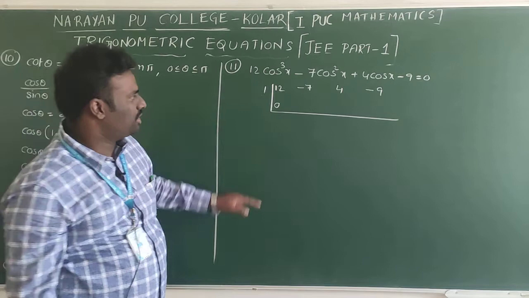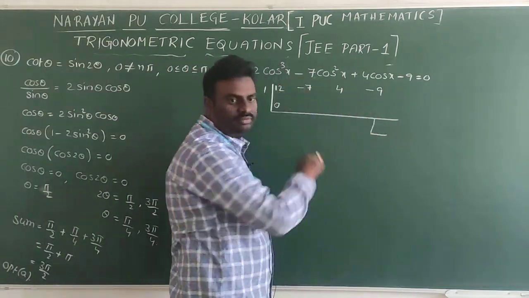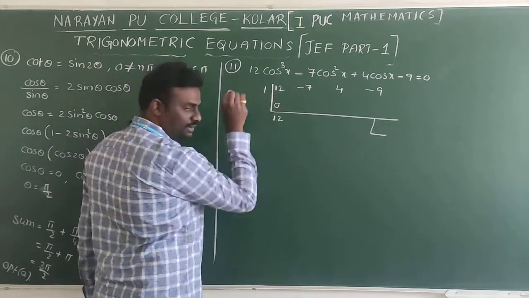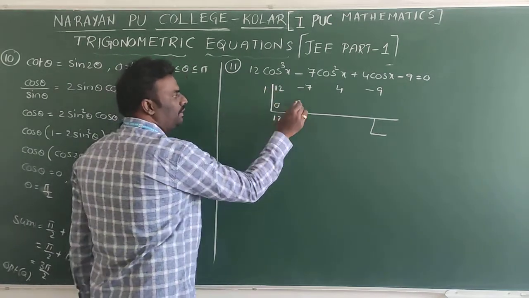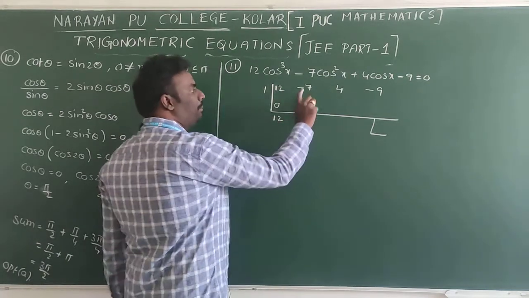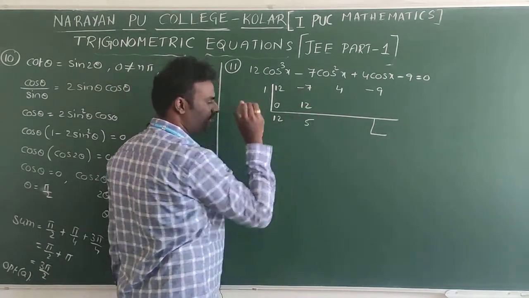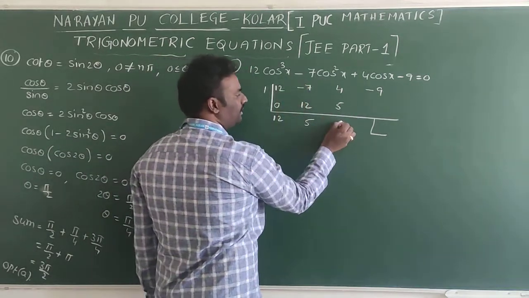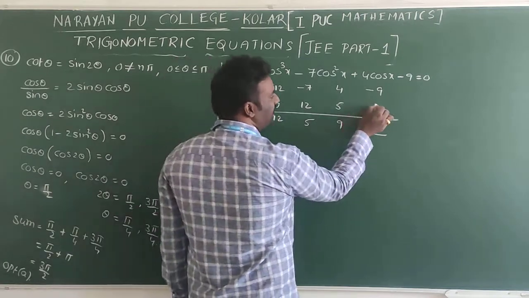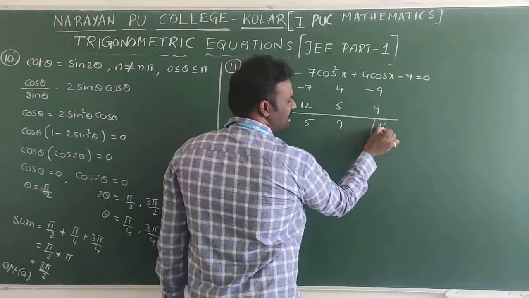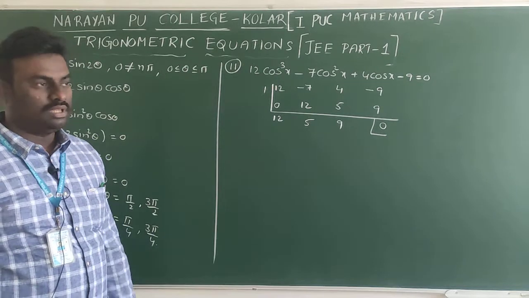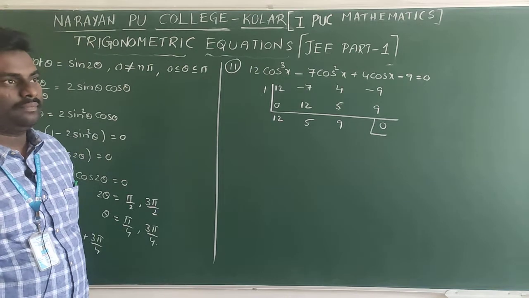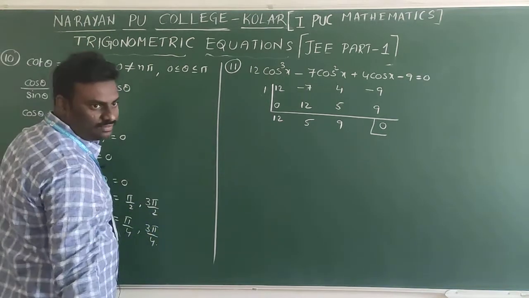To get this is root, here the remainder value will be 0. Then only it is root. We will check it. 12 plus 0, 12. You multiply 1 into 12, 12. Minus 7 plus 12, 5. 1 into 5, that is 5. 4 plus 5, 9. 1 into 9, 9. Minus 9 plus 9 cancel, the remainder will be 0. This is one method. So if you are not having this method in your class, you take cos x as x.